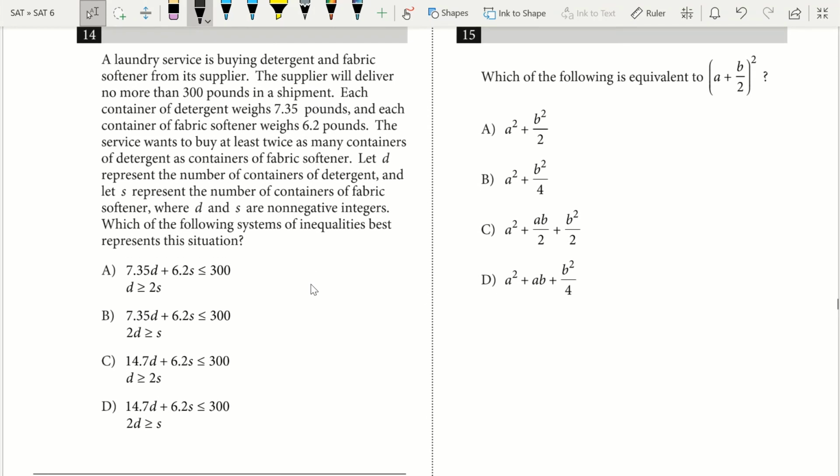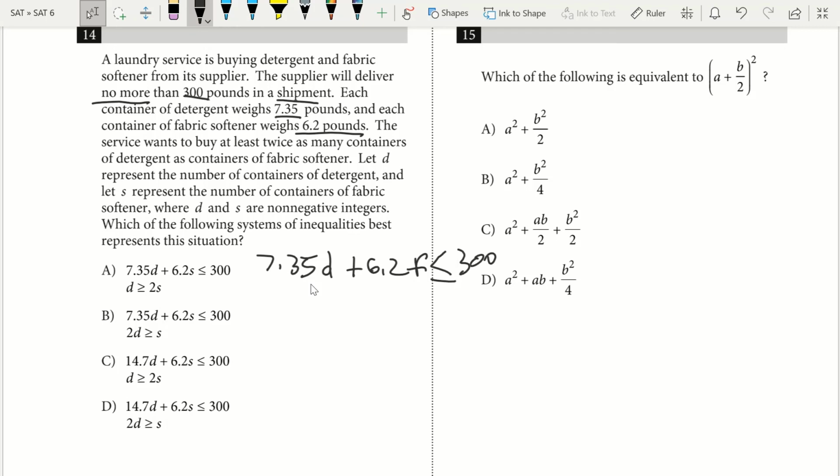Question 14. A laundry service is buying detergent and fabric softener from its supplier. The supplier will deliver no more than 300 pounds in a shipment. Each container of detergent weighs 7.35 pounds. So we have 7.35 pounds per detergent, and each container of fabric softener weighs 6.2 pounds. So plus 6.2, we'll use F for fabric softener. Now we see that that can't be more than 300 pounds, so it has to be less than. It says no more, so it can equal it, but it can't be any more than that, 300.